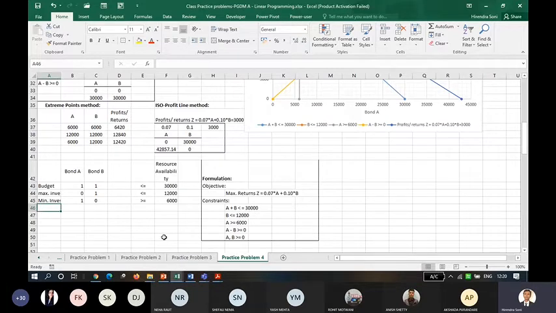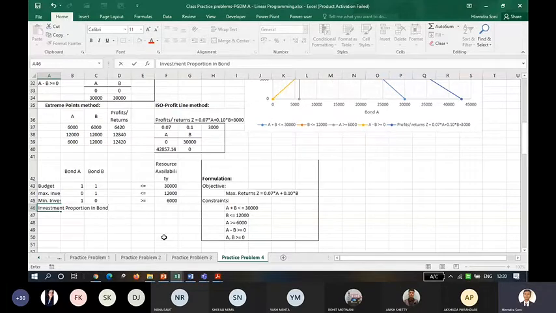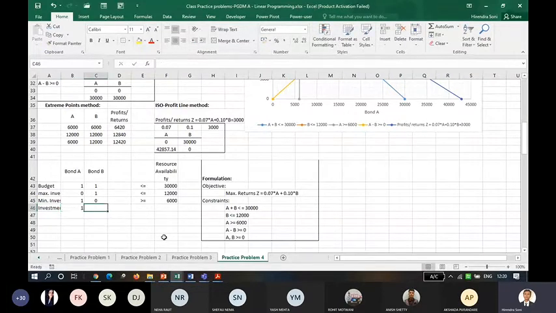अब ये इन्वेस्टमेंट प्रोपोर्शन है इन बॉन्ड ए एंड बी. सो यहाँ पर दोनों के लिए एक के लिए कोएफिशिएंट 1 है तो दूसरे के लिए -1, एंड इट हैज टू बी ग्रेटर देन और इक्वल टू 0. यहाँ तक ओके?